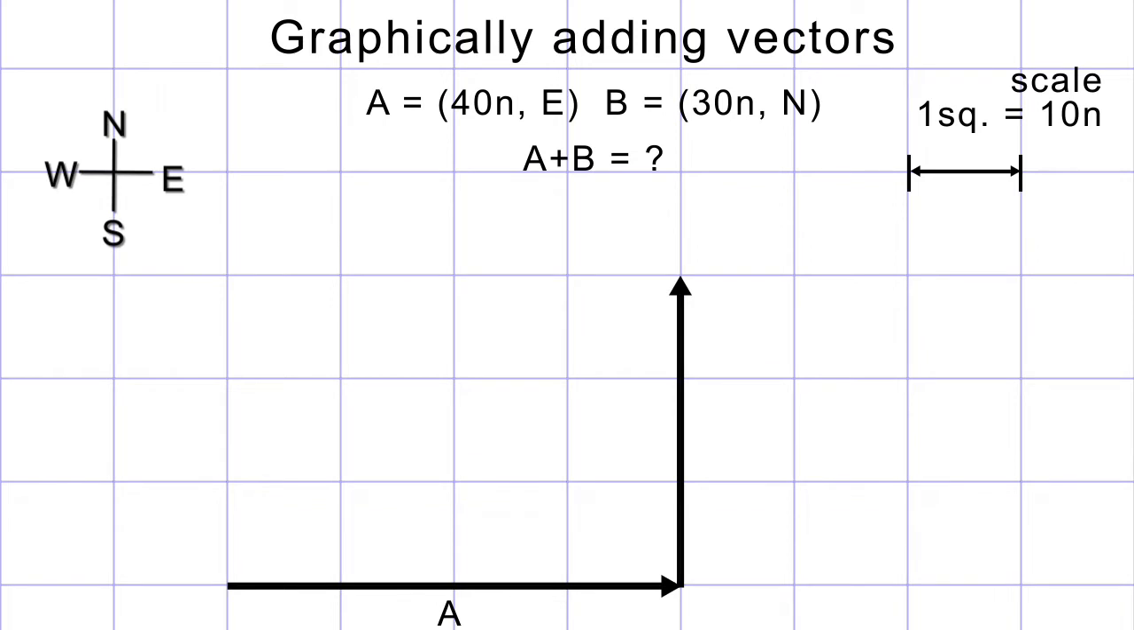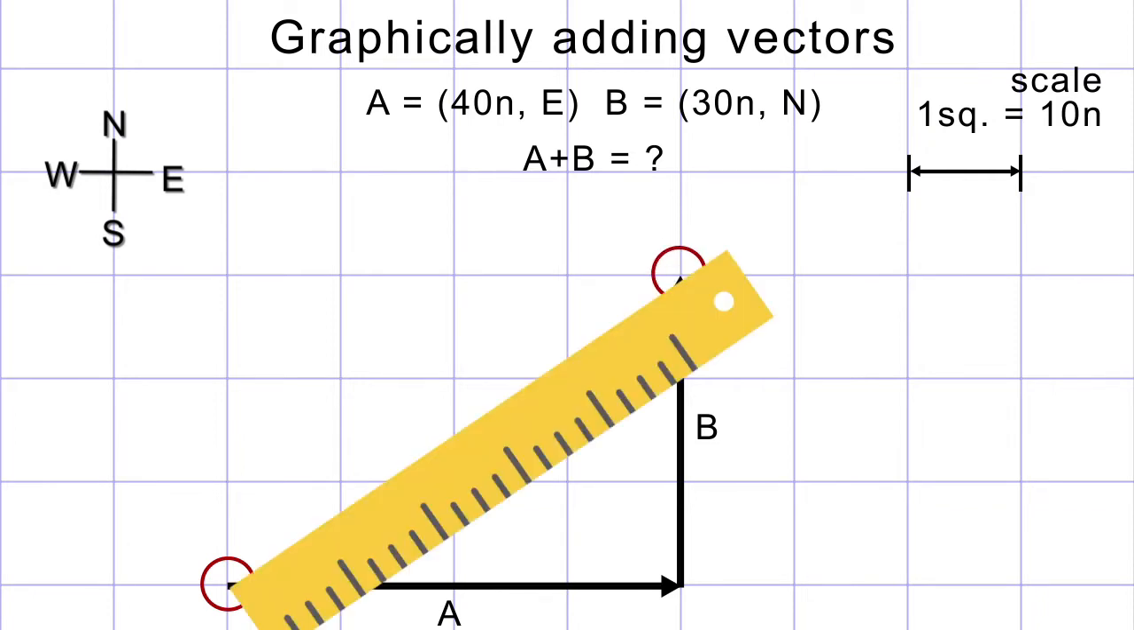Now, when you want to find the resultant vector, what you have to do is go from the tail of the first vector, and then draw a line to the tip of the last vector, which in this case is B. So get your straight edge, and it doesn't matter, it could even be the straight side of a piece of paper. You're going to lay that down between the two and draw a pencil line.